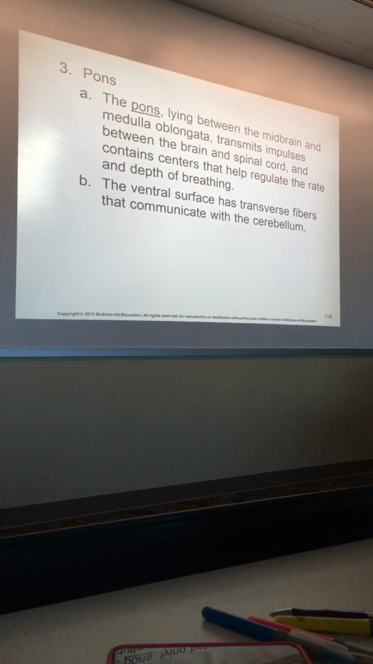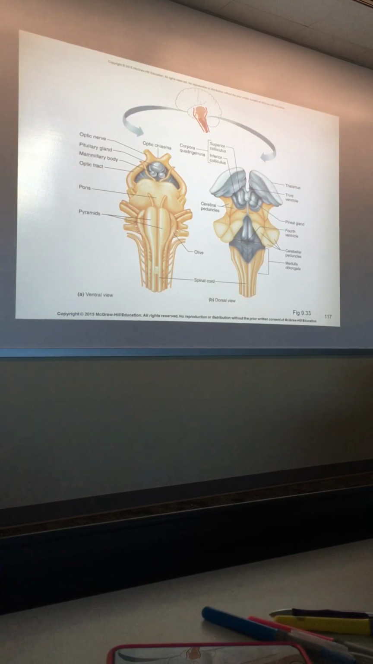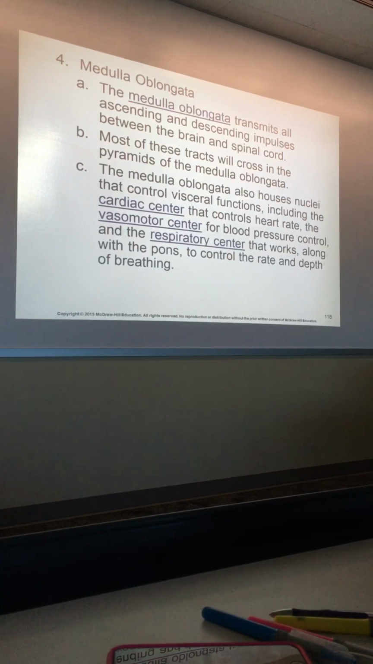Pons is the bridge. It lies between the midbrain and the medulla oblongata. It transmits impulses between the brain and the spinal cord and contains centers that help regulate the rate and depth of breathing. The ventral surface has transverse fibers that communicate with the cerebellum. Now, if all that's true, we get to look at the medulla oblongata.